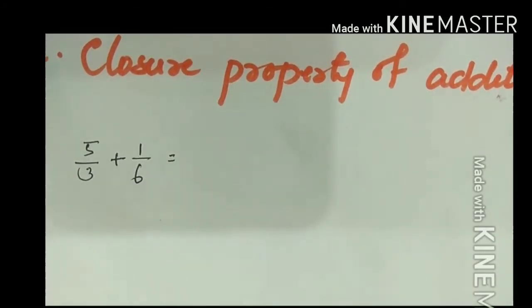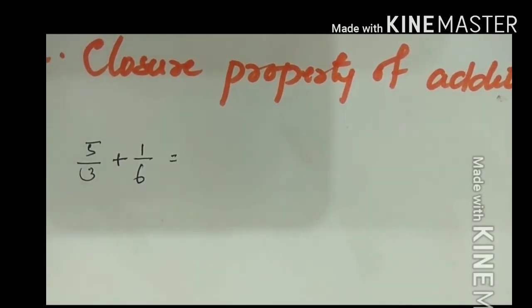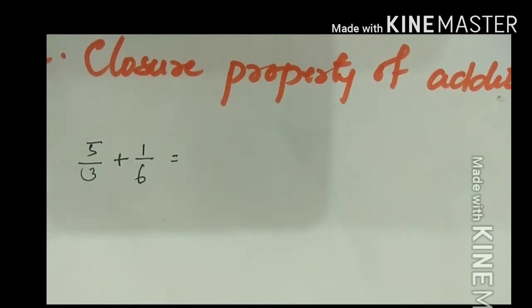Let's say 5 by 3. Is 5 by 3 a rational number? So let's revise the definition of rational number. What is the definition of a rational number? A number which can be expressed in the form of P by Q, where P and Q are integers and Q not equal to 0. Such a number is called a rational number.